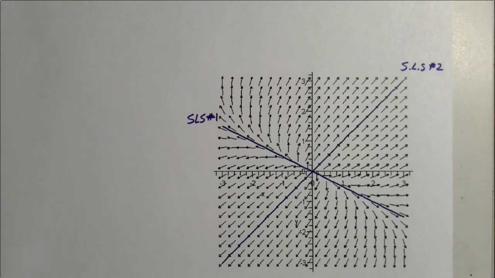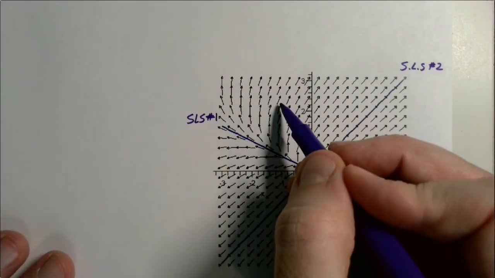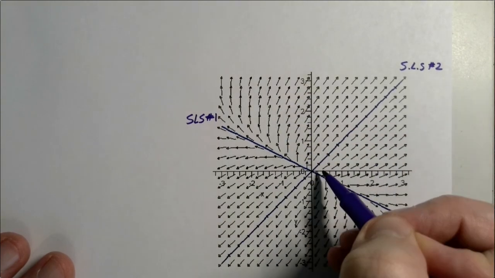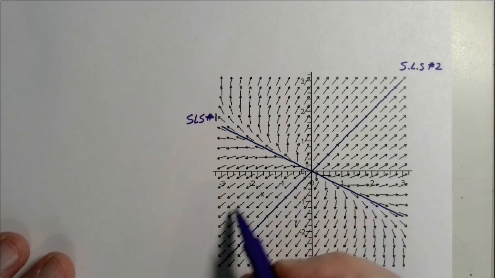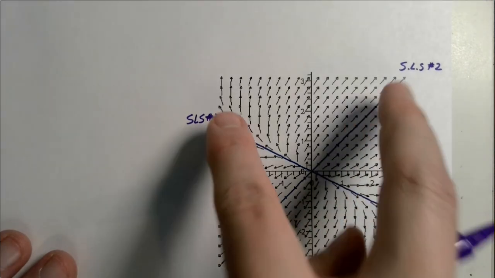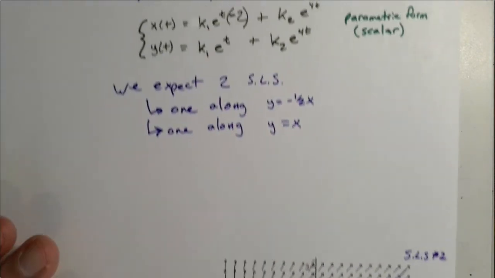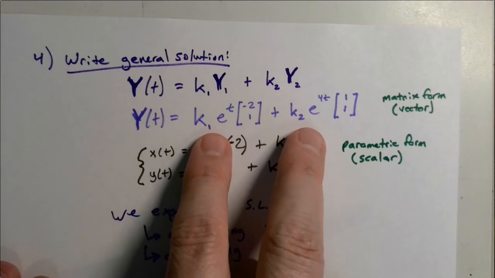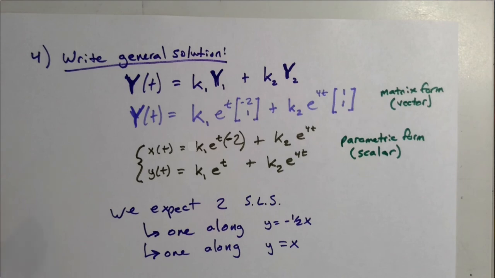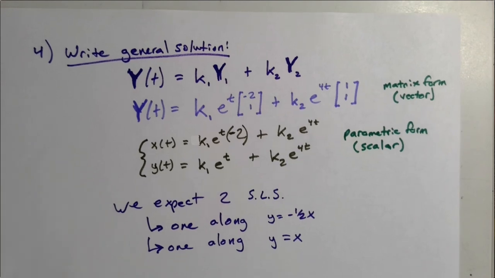And the cool thing is, every other solution curve, whether I start here and draw a solution curve that looks like this, or whether I start over here and I draw a solution curve that looks like that, or like this, every single solution curve on this phase plane is really just a combination of these two straight line solutions. That's because my general solution really is just a combination of these two straight line solutions, some multiple combination of those straight line solutions. So this is huge. What we've just found is enormous.